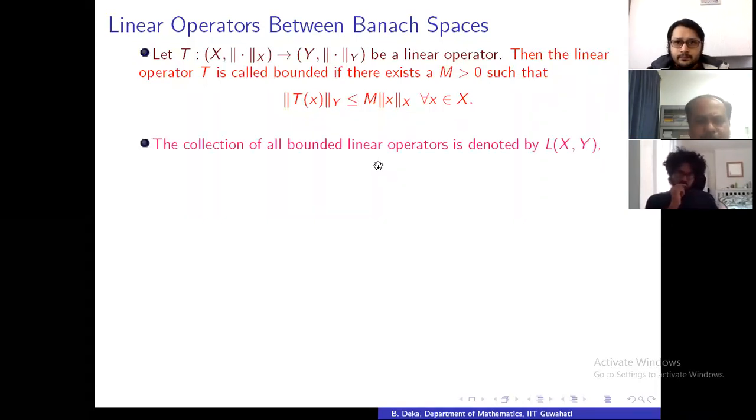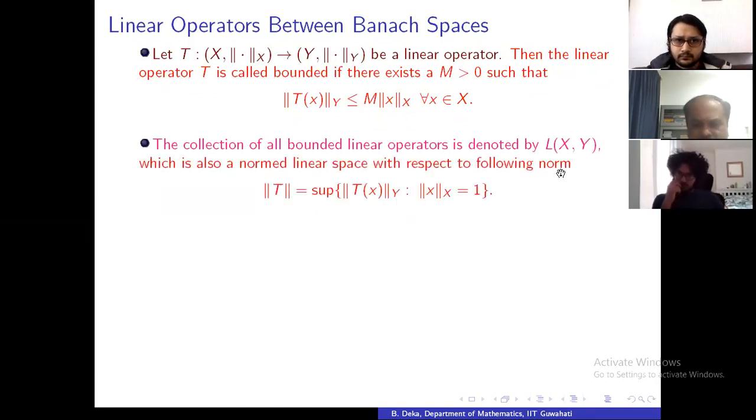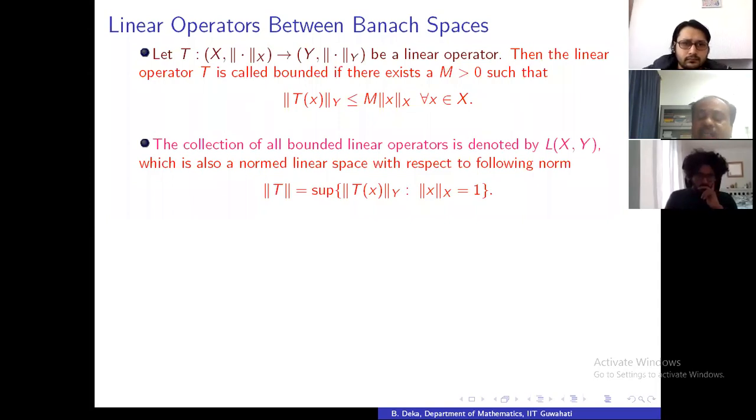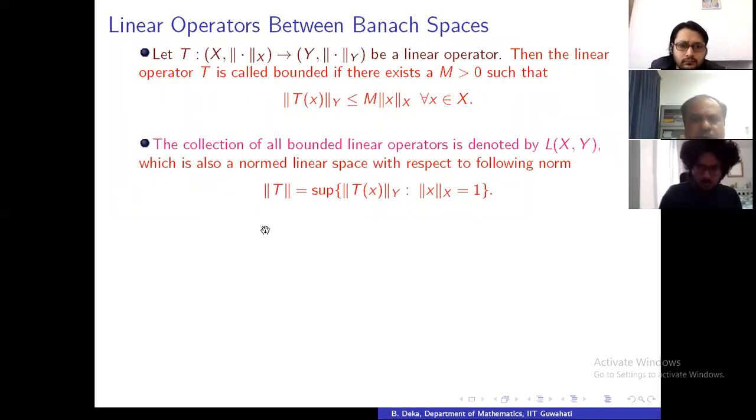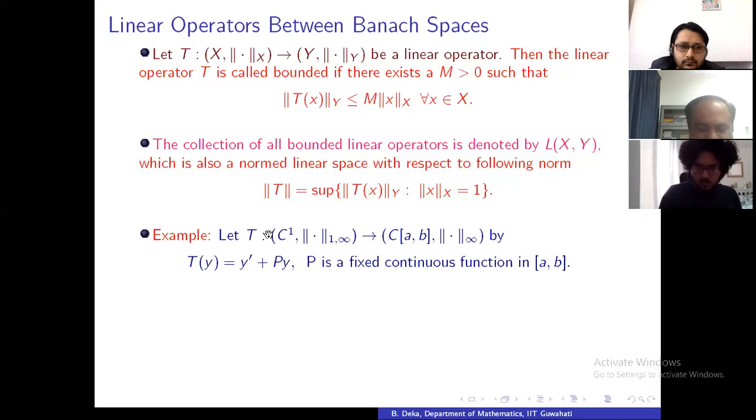Now this collection of all bounded operators is actually a normed linear space along with this operator norm. That means if T is a bounded operator between two function spaces, then the collection is again a normed linear space, and the norm of T is given by this formula, which is known as the operator norm. And now let us see some examples.